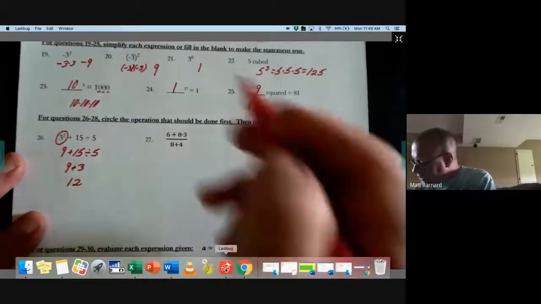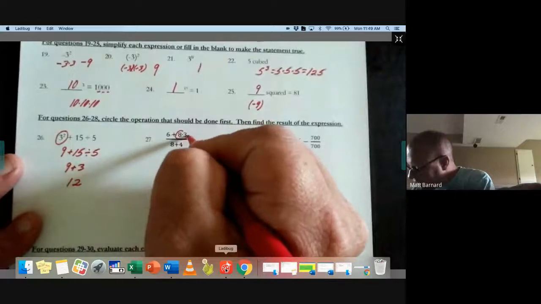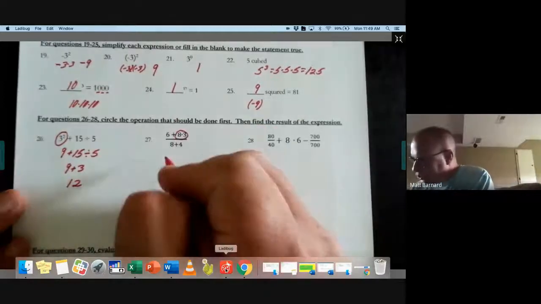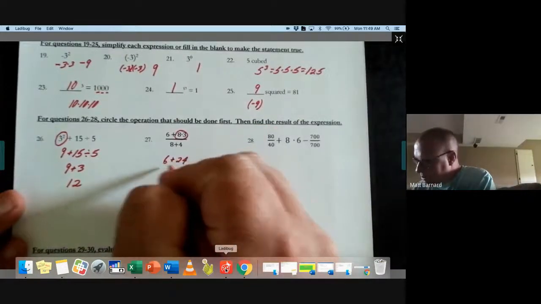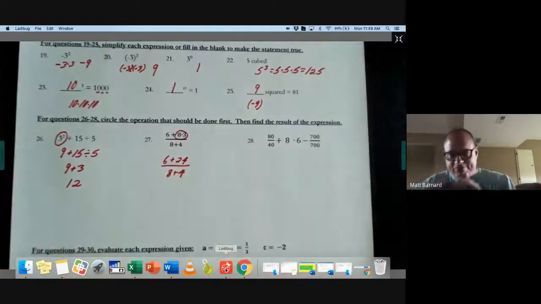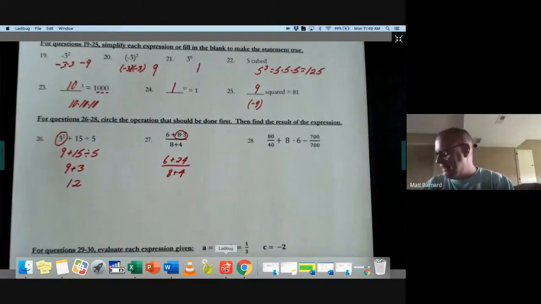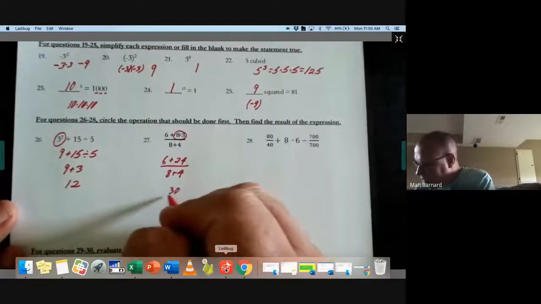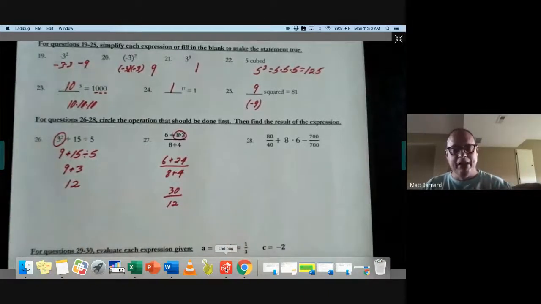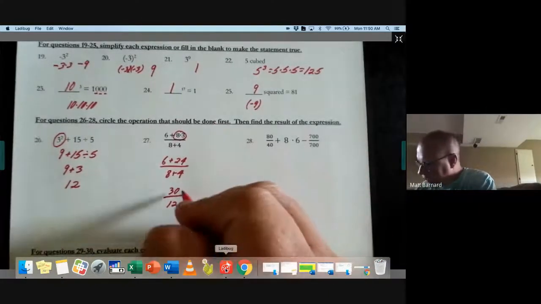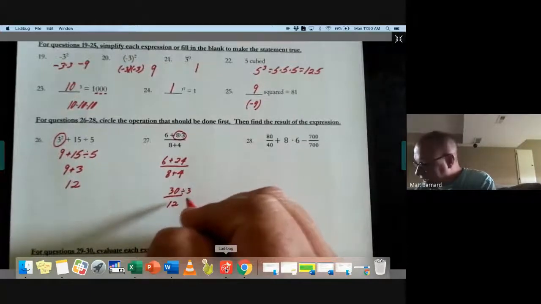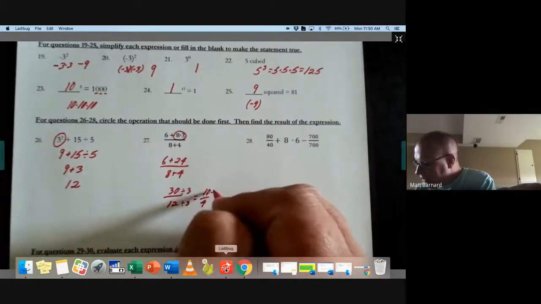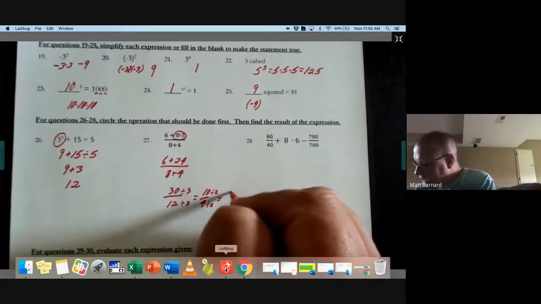On 27, what should we do first? Probably this 8 times 3. We have no parentheses or exponents, so we need to do multiplication and division first. And we need to treat the numerator as one separate quantity compared to the denominator for now. So we have 6 plus 24, that's 30, and 8 plus 4 is 12. Now, that's not bad, but it reduces. If we reduce the fraction, we can divide top and bottom by 3. That's 10 over 4. We can also then divide both of those by 2 and get 5 over 2.